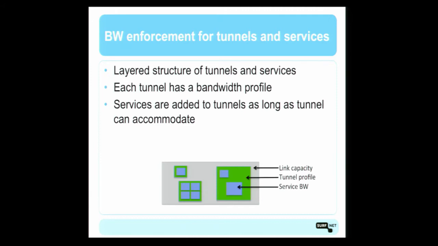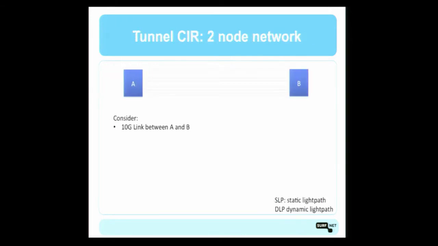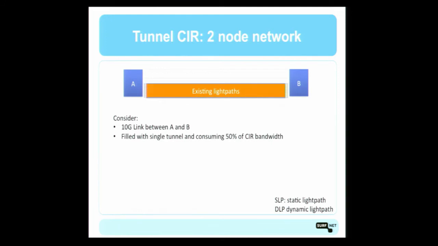It's a bit of a theoretical example, but if you have a 2-node network with a 10 gig link between A and B, you have a tunnel, the gray one, and then an existing light path or a set of light paths consuming all the bandwidth of that particular tunnel. You can't add another service to this tunnel. You first have to upgrade this tunnel to support more bandwidth. So that's the requirement: if we want another 5 gigs of light paths, you need to increase that tunnel first before you can apply that service.